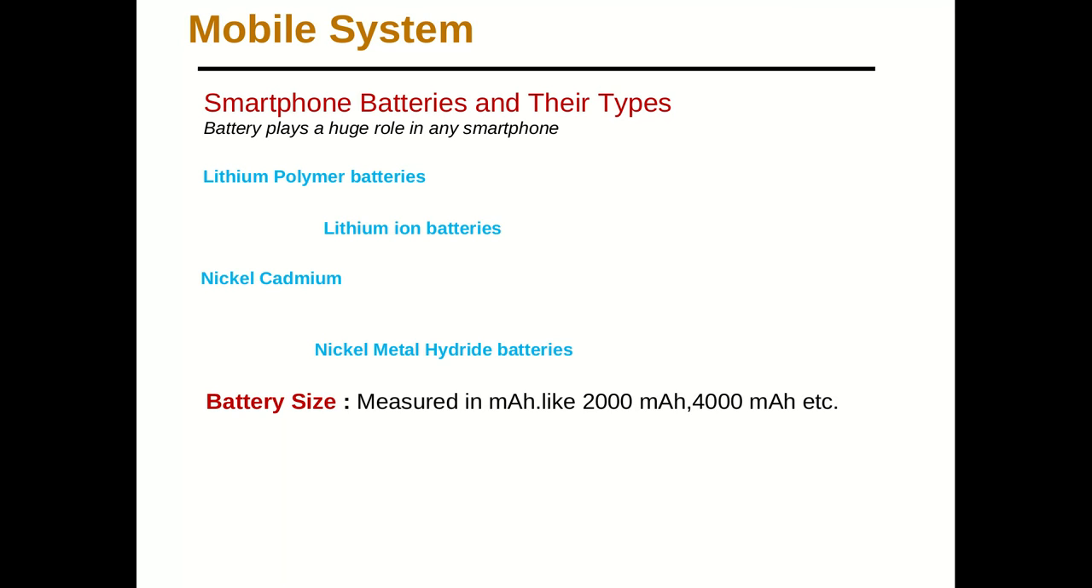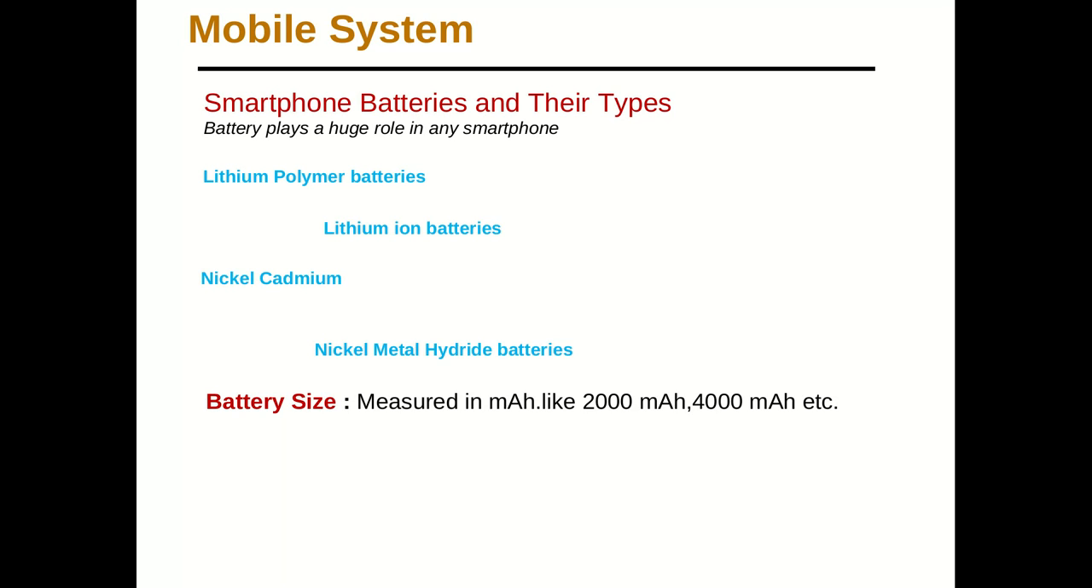Next one is lithium ion batteries. That is also an advanced type of battery that allows high charging capacities. This means these types of batteries are highly powered and have a higher charge capacity based on the size and weight of the battery. This means they provide higher backup, and they are big in size.